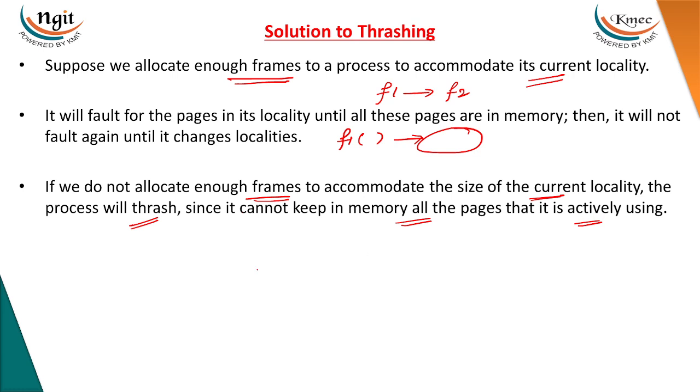Okay, so what is the solution? If we are working on a current locality, we should give all the frames to that locality, so that the page faults for it will be reduced, and whenever we change from one locality to another, only then will a page fault occur. This reduces the amount of page faults. And if we reduce the page faults, then thrashing will also be reduced.